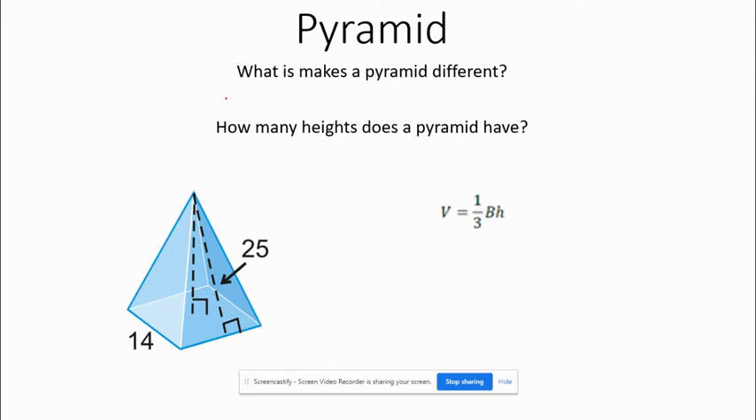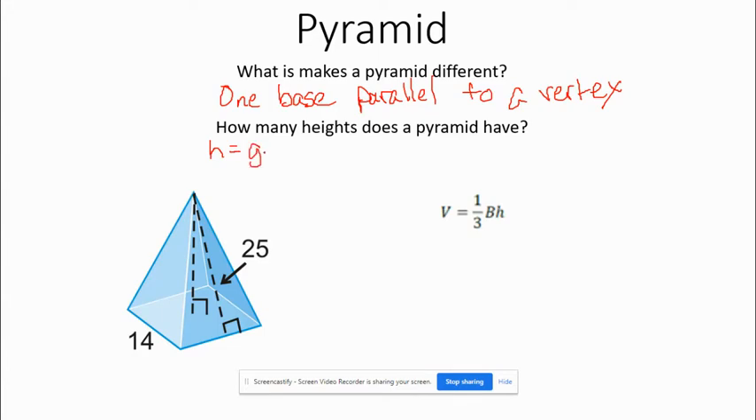So what makes the pyramid different? It has only one base, and that one base is going to be parallel to a vertex. Okay, how many heights does the pyramid have? We talked about this before. We have the h value, which is the general height, and we have the L value, which is the lateral height. And lateral literally means side.